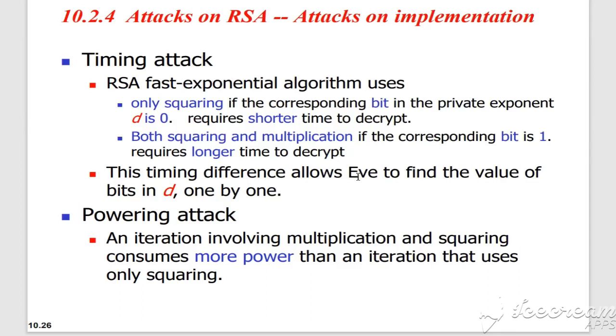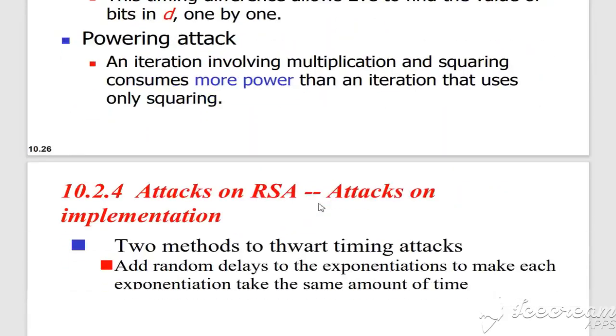The next is the power attack. Basically, the power attack is similar to the timing attack. Kocher has shown that if Eve can precisely measure the power consumed during the decryption, she can launch a power attack based on the principle discussed for the timing attack. An iteration involving multiplication and squaring consumes more power than an iteration that uses only squaring. The same kind of technique used to prevent the timing attack can be used to reduce the power attack.